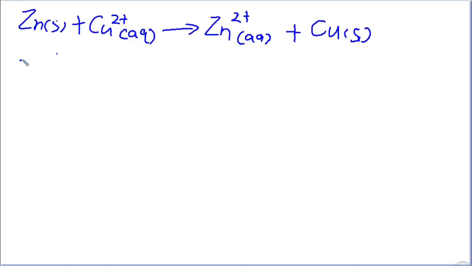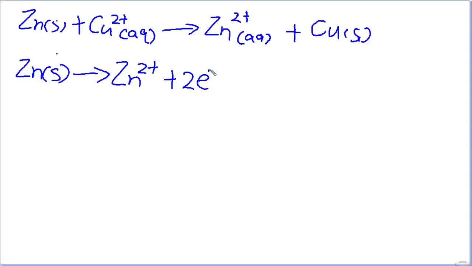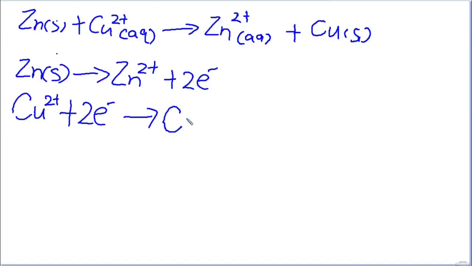So that overall reaction can be broken down into two separate steps. The first one is, the solid zinc is going to be oxidized in this reaction. It's going to become zinc 2 plus, and it's going to produce 2 electrons. And copper 2 plus aqueous solution, on the other hand, is going to be reduced. It's going to take the 2 electrons and become solid copper.